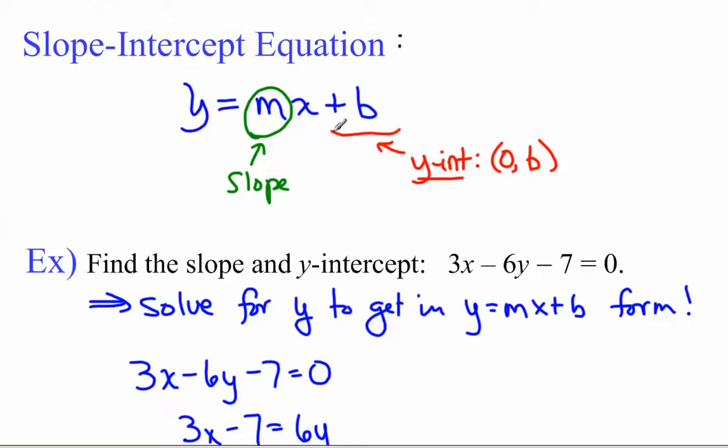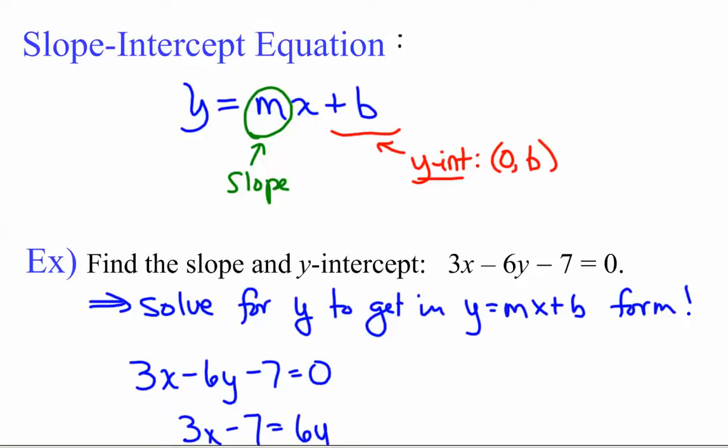And this plus b, technically that number by itself is not the y-intercept, but it tells us what the y-intercept is. It would be 0, comma b. The y-intercept is technically an ordered pair and should be written with the x-coordinate 0 and then whatever this number is, whether it's positive or negative.